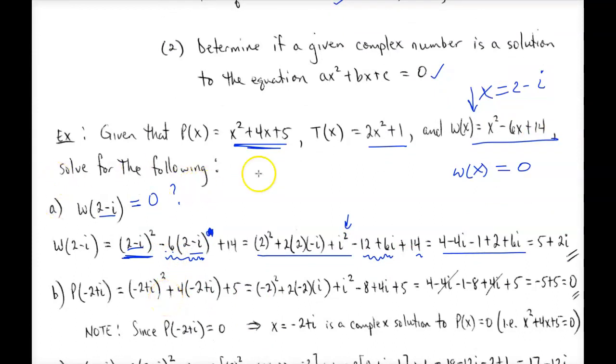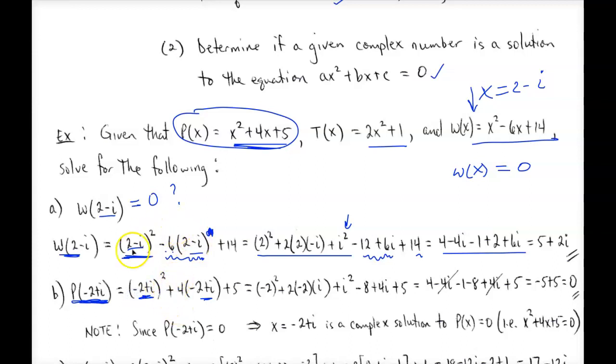So for here, we're using the function p of x, and this says everywhere where you see x, replace it with negative 2 plus i. So we have negative 2 plus i squared plus 4 times negative 2 plus i, and then plus 5. Again, just like how we did up here in this example, we'll multiply negative 2 plus i quantity squared.